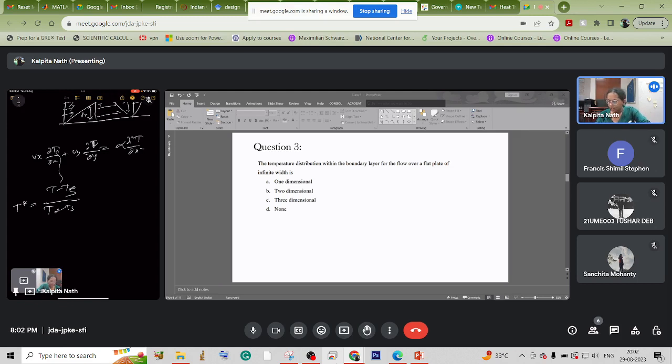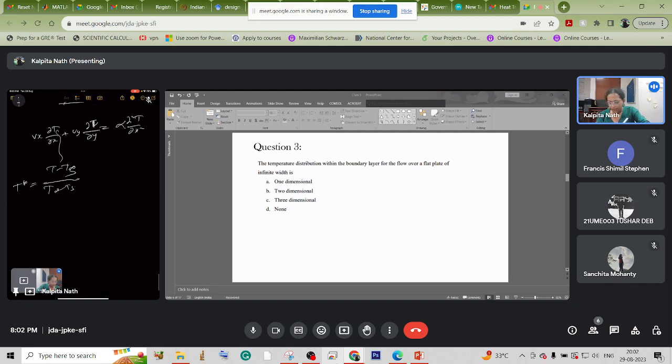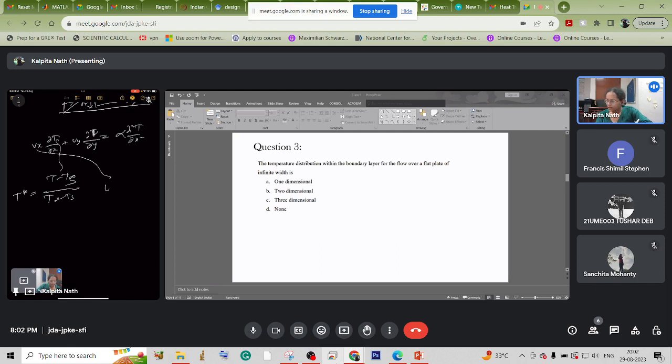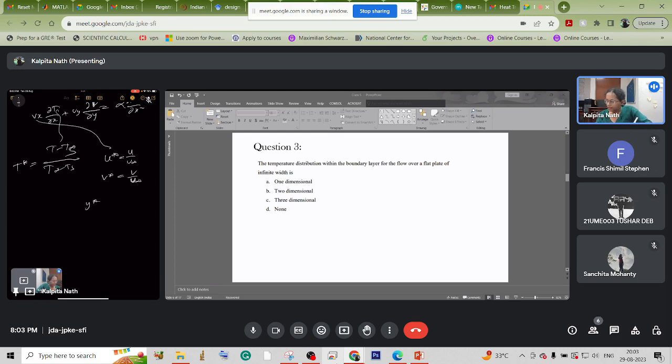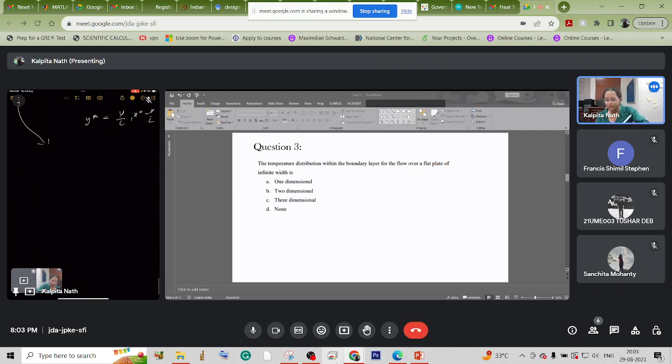So T star, and Vx like this we can write as U star, where U star is U upon U infinity and V star is V upon U infinity, and Y star is Y upon L, X star is X upon L. So this becomes, this will be used in later questions. So this is U star del T star del X star plus V star del T star del Y star is equal to 1 upon Reynolds number Prandtl number times del square T star. I am not going into the details of the derivation because sir has already shown you in the class. So from this we'll just nondimensionalize it and this will be the main equation.